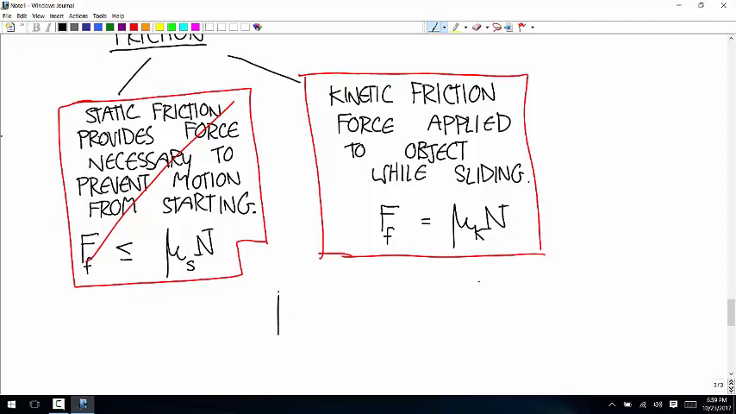So mu sub k is always smaller than, let me put the order here, mu sub s is always bigger than mu sub k. And that just has to do with the way friction happens. There's little microscopic imperfections that sort of ooze into the little nooks and crannies. And if those two things are still just sitting next to each other, they develop this grip on each other that you have to break before they start sliding.